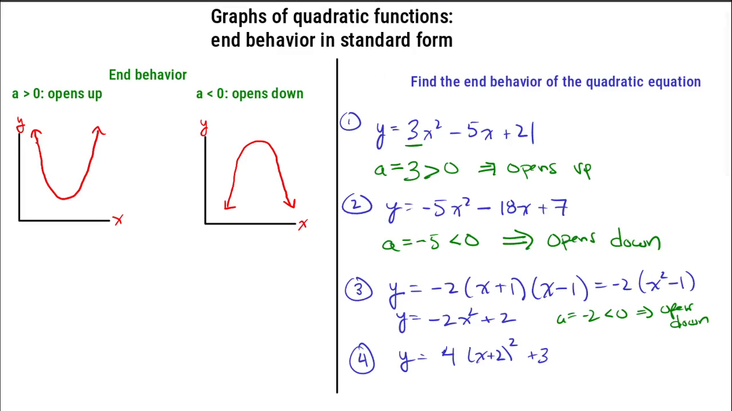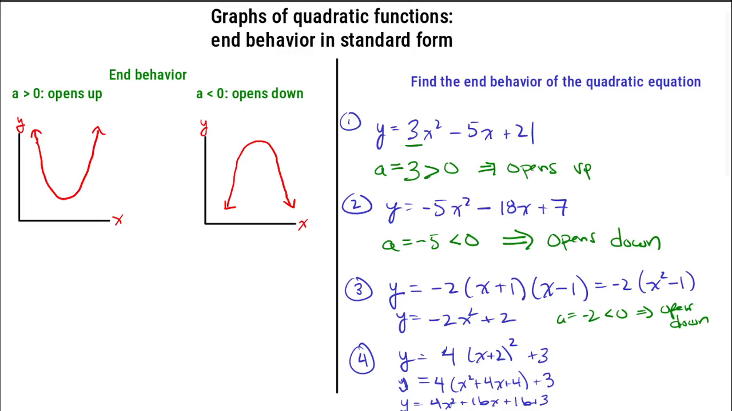And one more like that. So here we have something in vertex form. Again, you can distribute, we can FOIL and figure out what a is here. x plus 2 squared, that's a perfect square. So x squared plus 4x plus 4 if you multiply that out, plus 3. And then we distribute again: 4x squared plus 16x plus 16 plus 3.